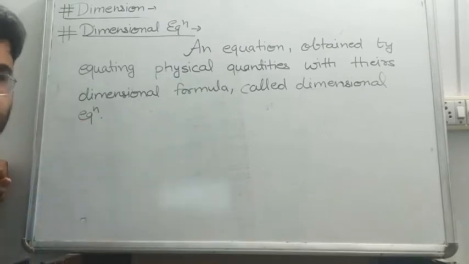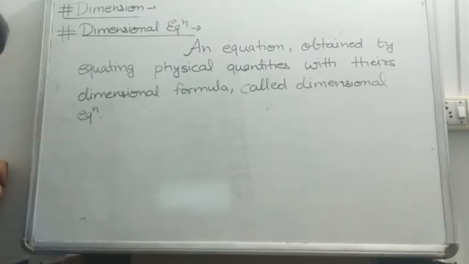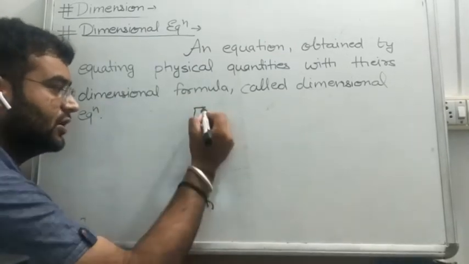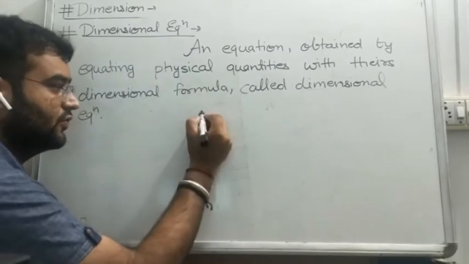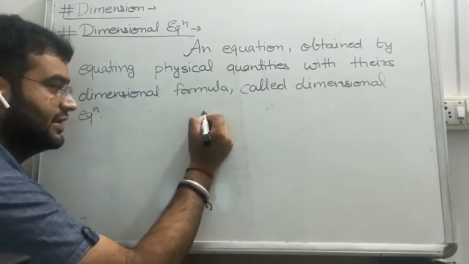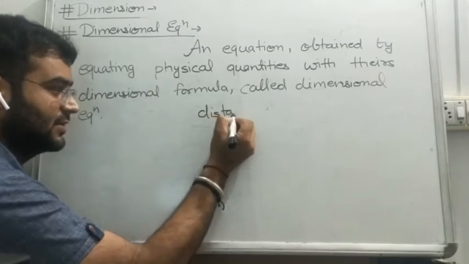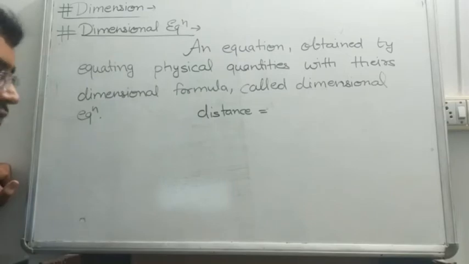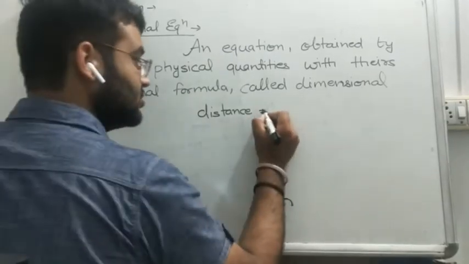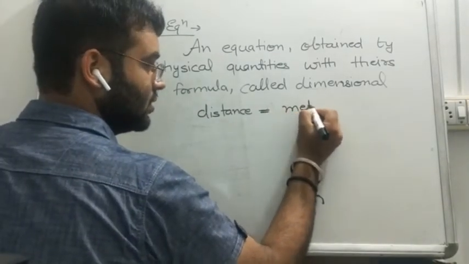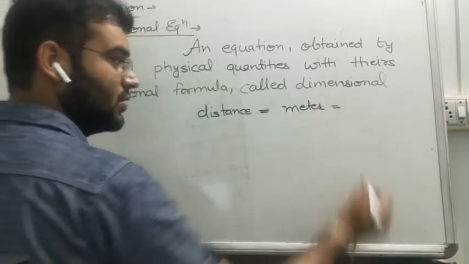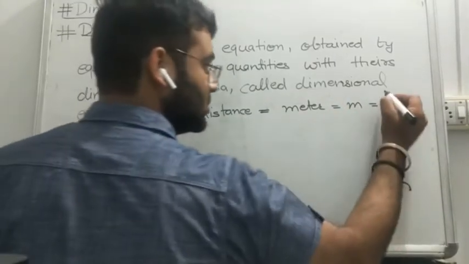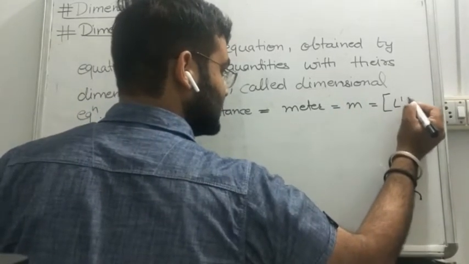Earlier in class 9, when you read physics, then first of all you read the formula. You have read the formula of distance over displacement. For distance is the length. For length, the unit used is meter. And for meter, we use directly small m. For small m, we use the dimensional value, that is L1.